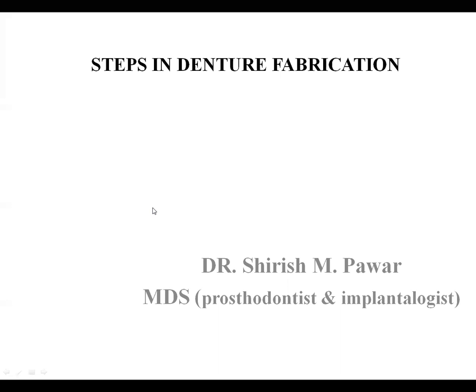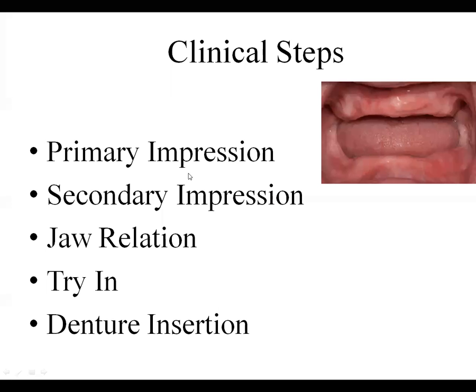So which steps are you going to perform during your clinics? All of you know that there are some clinical steps and there are some lab steps. So which are clinical steps? Primarily, there are 5 important clinical steps. Which are those? First is your primary impression, then secondary impression, third is your jaw relation, fourth is your trying, and last, fifth step is your denture insertion step.